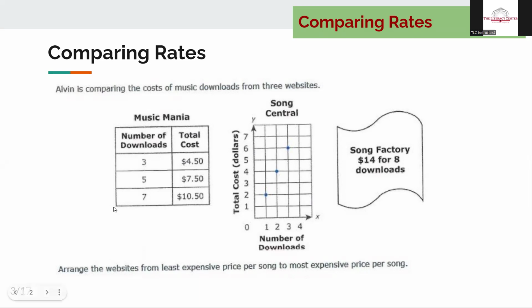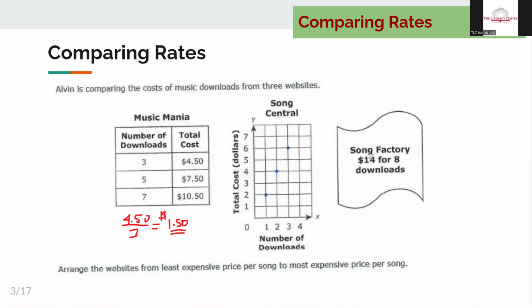We can take this table and we can find out the cost per download. So it costs $4.50 and we get 3 downloads. That is $1.50 per download. We could do that with $7.50 and 5, or we could do it with $10.50 and 7, but we're going to get the same $1.50 each time.